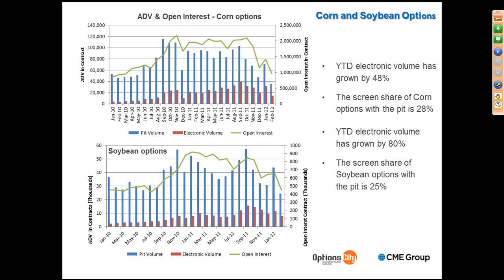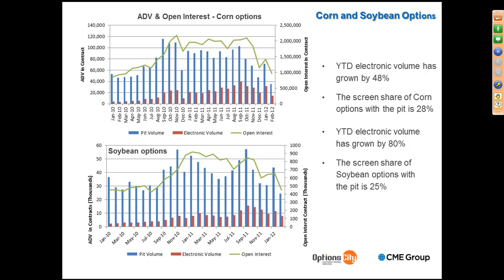From the charts, you can see the ADV and open interest. I'm not going to spend a lot of time on the ADV and open interest charts because that's for your information. You can look at that when you get some time. But by far, corn options are the most liquid options that our CBOT exchange has in agriculture, I should mention, because we also have interest rate options, followed by soybean options.